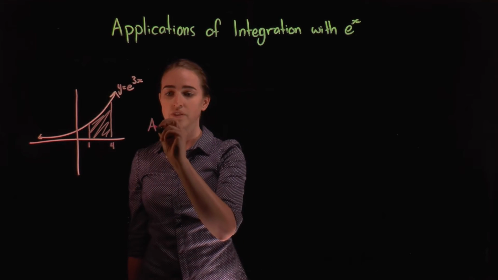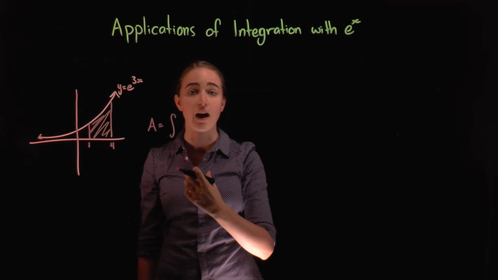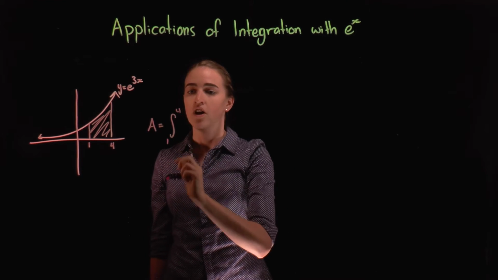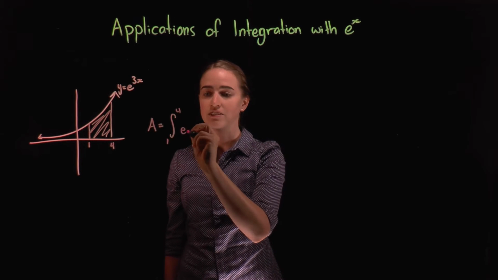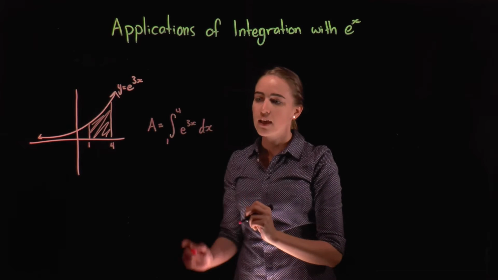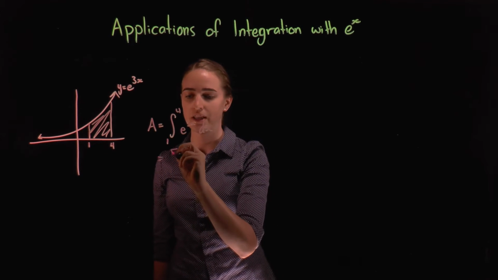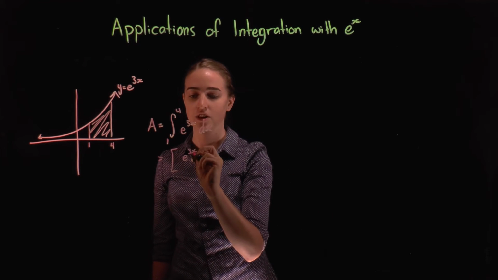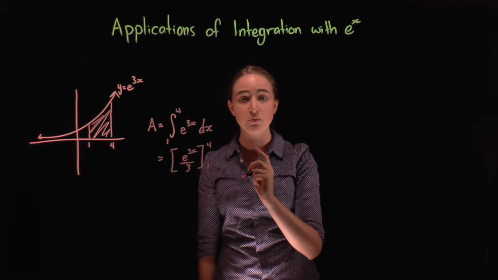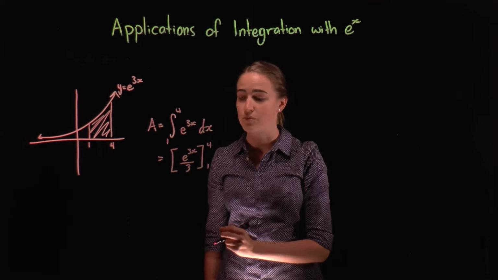So our area is going to be equal to the integral between our upper and our lower bounds, so our 1 and our 4, of our function, so e to the 3x, with respect to x. Now to calculate this, we're going to have our e to the 3x over 3, so we've found our primitive, and we've got our bounds, and we're going to substitute our bounds in and then subtract.